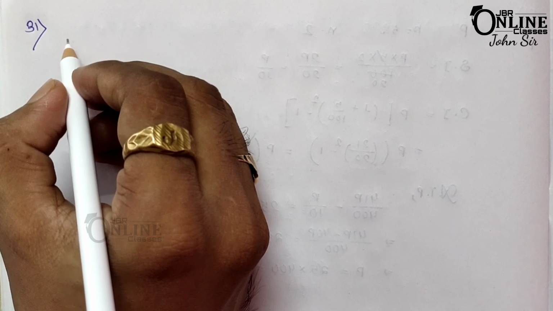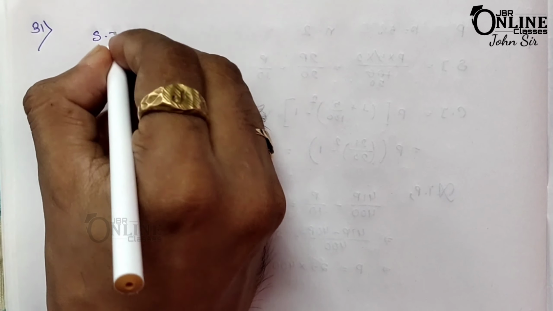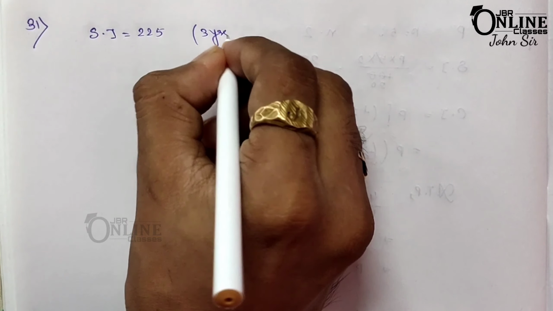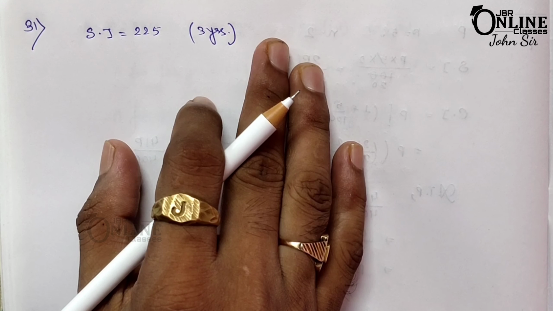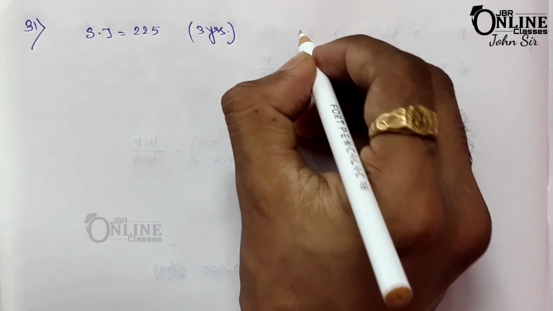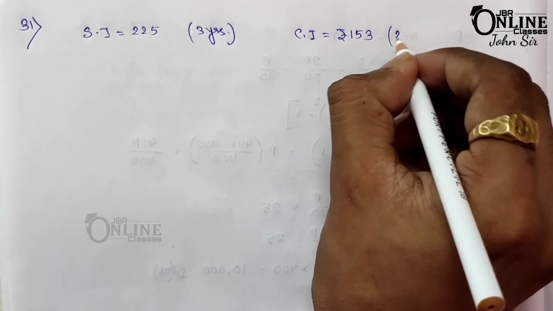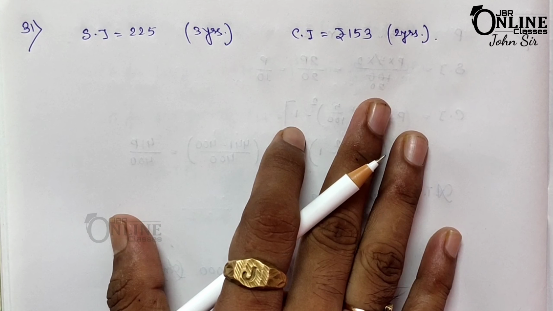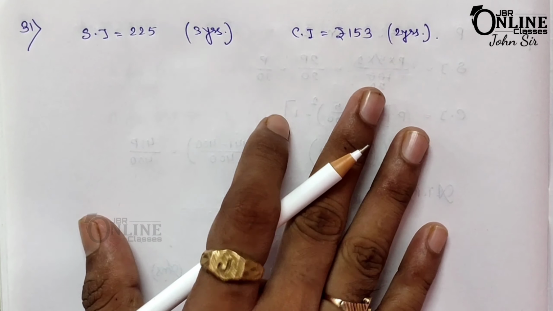Now sum number 31: the simple interest on a certain sum for 3 years. So here SI equals 225 for 3 years, and the compound interest on the same sum at the same rate for 2 years, CI equals rupees 153. Find the rate of interest and the principal. So here let the principal be P and rate equal to R.